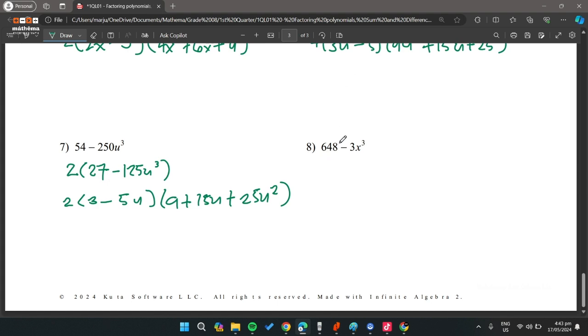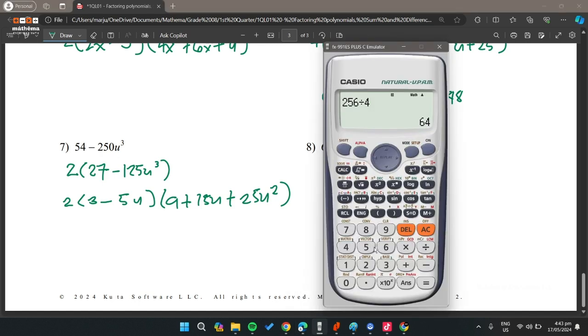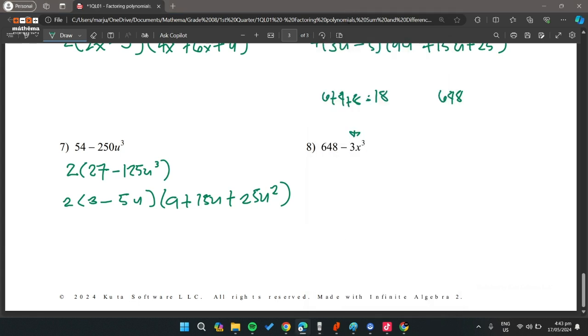So again, what is common? I think from this, we would like to try 3, kasi that's the only constant we have. So is 648 divisible by 3? 6 plus 4 plus 8, that is 18, right? Since 18 is divisible by 3, meaning to say 648 is divisible by 3. So what is 648 divided by 3? Alright, that gives us 216.